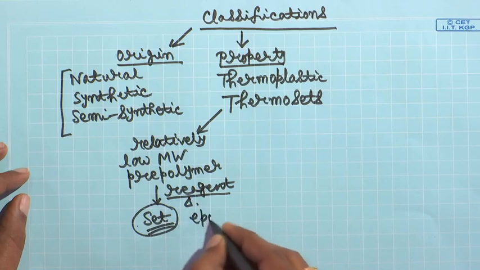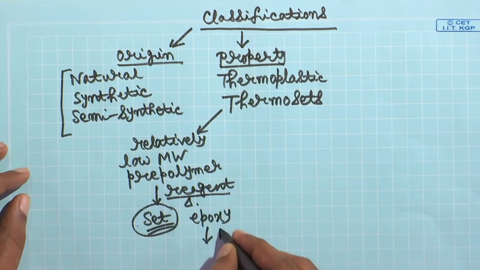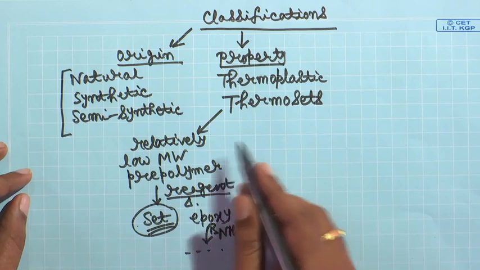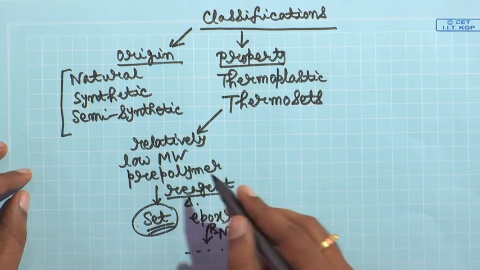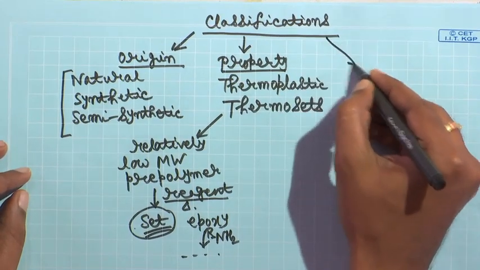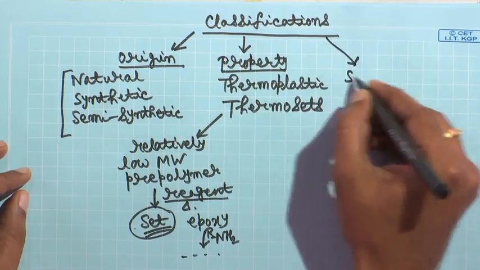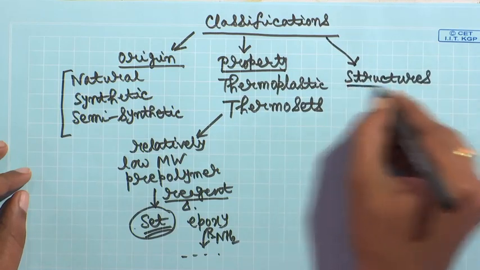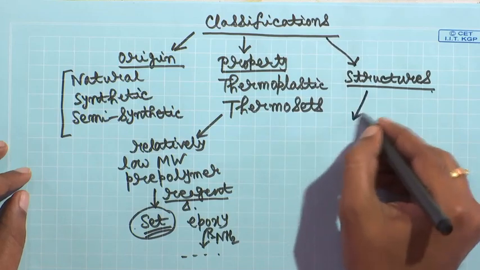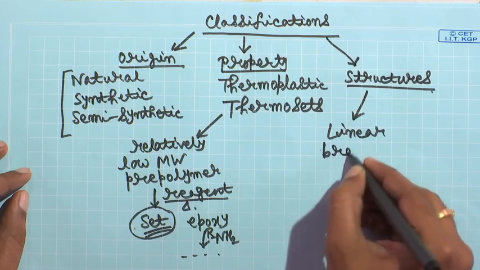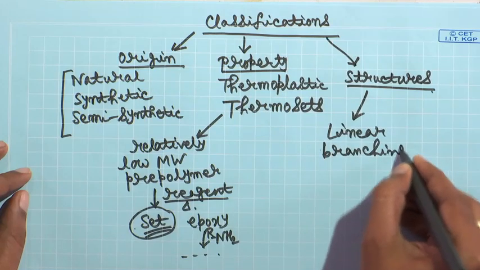An example could be the reaction of epoxy with amine, and then you have materials where we have cross links. So, those are thermoset materials. And you can also classify on the basis of structures. It could be a linear polymer, or you can have some branching of the polymer, or you could have cross linking also.